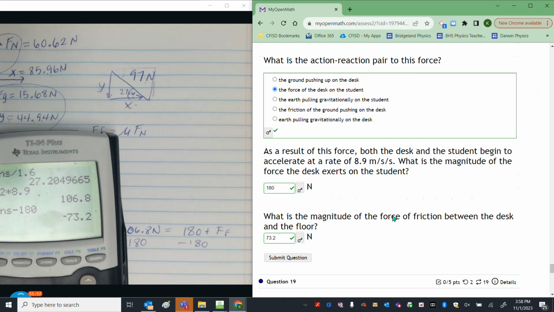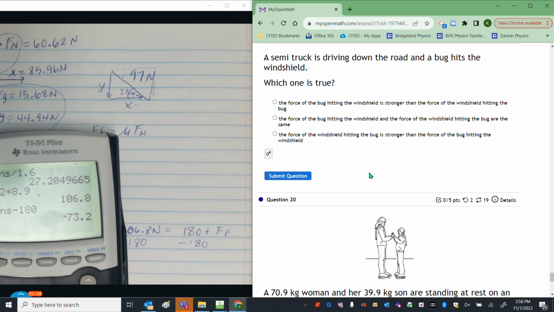Question 19, a semi-truck is driving down the road and the bug hits the windshield. Which one is true? This is similar to what was on your quiz. You're going to see it again, but the forces are equal and opposite. This is Newton's third law. It's a force pair.